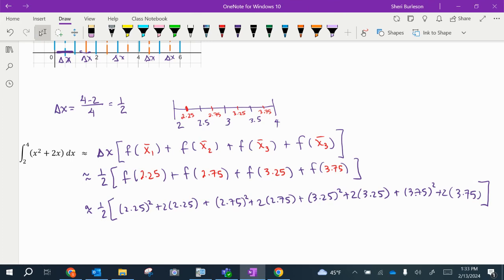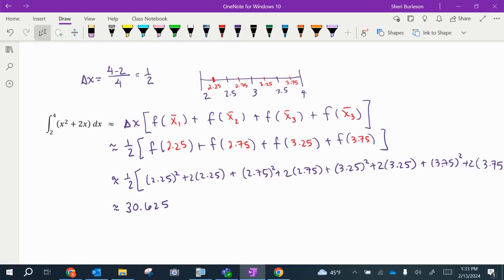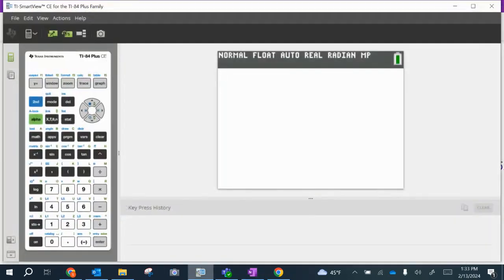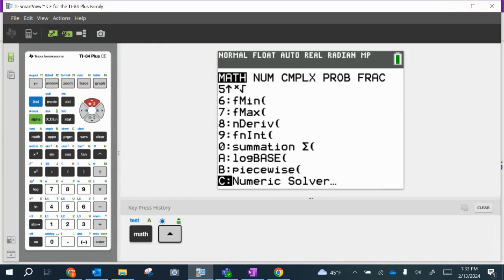More likely than not, this would be on the calculator active part of the test. And so you could then just plug this into the calculator, which I'm going to do. And I got about 30.625.